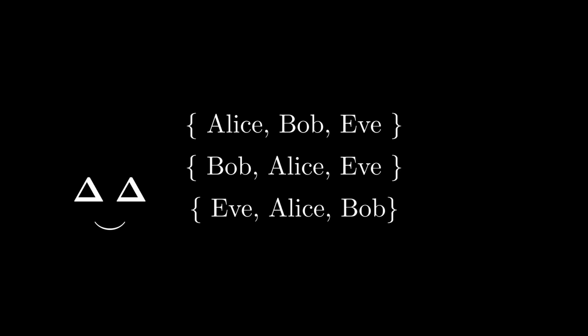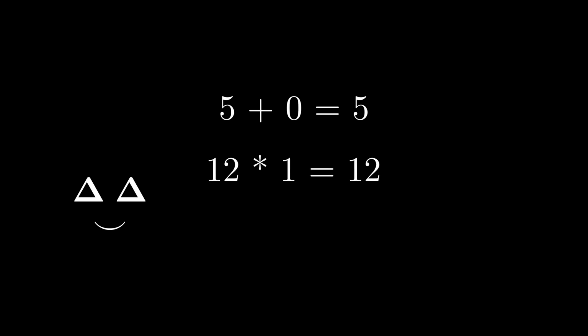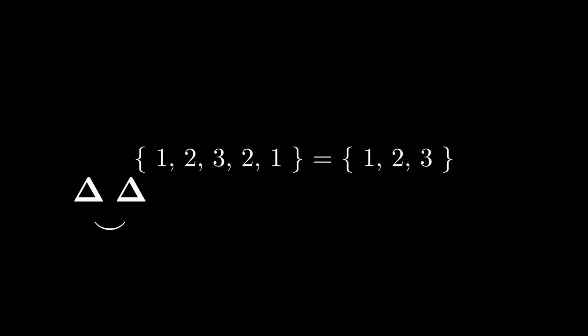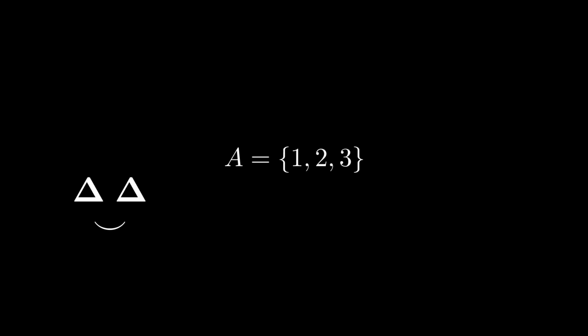Another arithmetic concept you should be familiar with is that sometimes problems can simplify. If you add 0 or multiply by 1, you get the same value. Sets also have this, where if you have multiple elements that are identical, you can simply remove the duplicates. So, just like how 5 plus 0 is 5, and 12 multiplied by 1 is 12, the set {1, 2, 3, 2, 1} is just the set {1, 2, 3}.